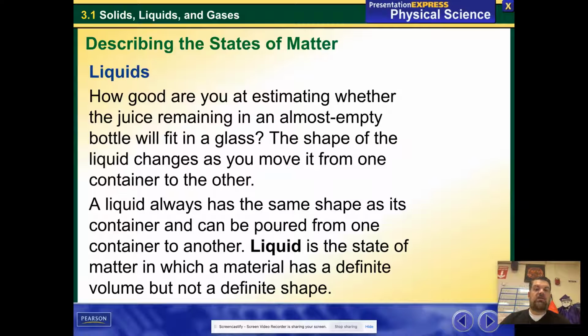Liquids are a little different because, well, let's start with this question. How good are you at estimating whether the juice remaining in an almost empty bottle will fit in a glass? The shape of the liquid changes as you move it from the bottle to the glass. In other words, the liquid has the same shape as its container, and it can be poured from one container to another. Liquid is a state of matter in which a material has a definite volume, but not a definite shape. Liquids take on the shape of the container they're in.